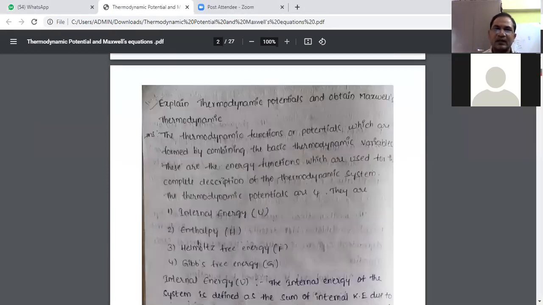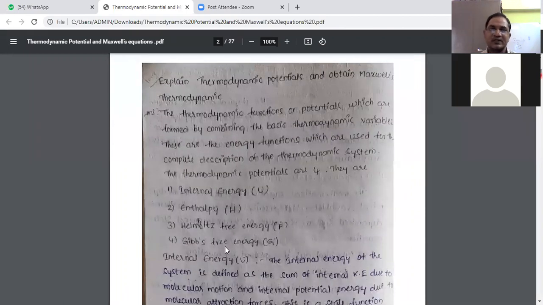Now, let us discuss in detail these four thermodynamic potentials. First, let us see what internal energy is. When we talk about a gaseous system in a container or vessel, gas is composed of a very large number of molecules. Compared to solids and liquids, gas molecules are very distant. They move randomly in all directions. We discussed this in the kinetic theory of gases.